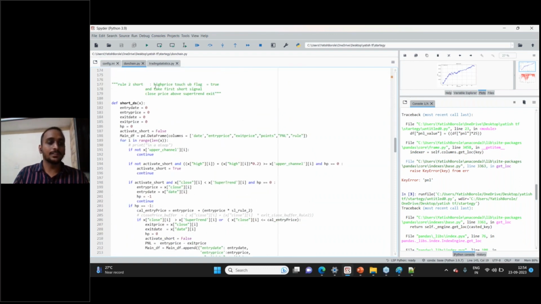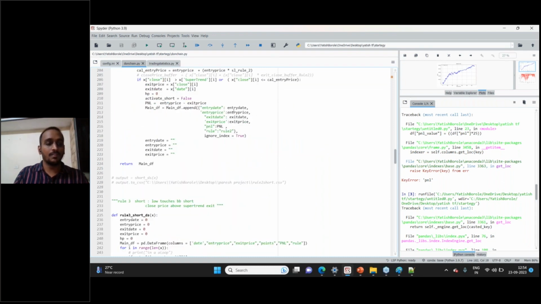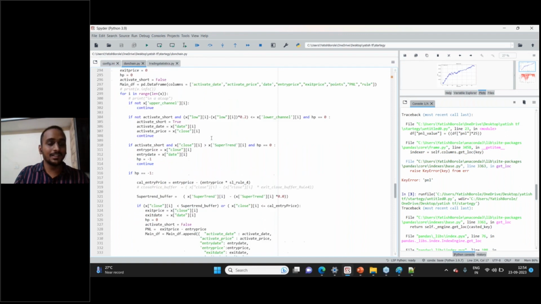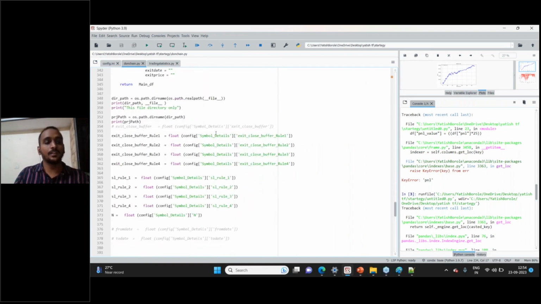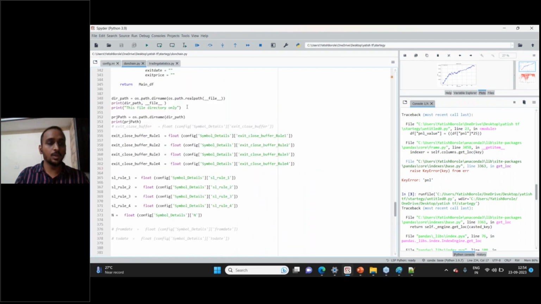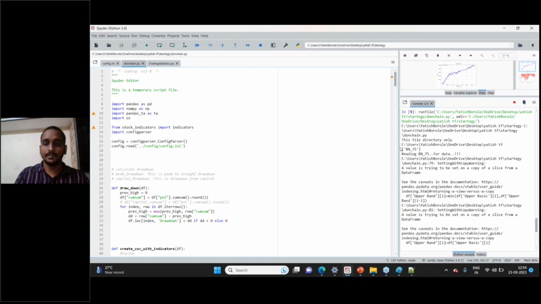Then I have a short signal: high price touches the upper band, and then take the first short signal. This is the piece of code which I called rule 2. Then we have rule 3: low touches the lower band and close price above super trend 10, and exit. So pretty much these are the rules which we have considered for this trend following system. So let me run this for you now and look at the accuracy. So I'm running this.